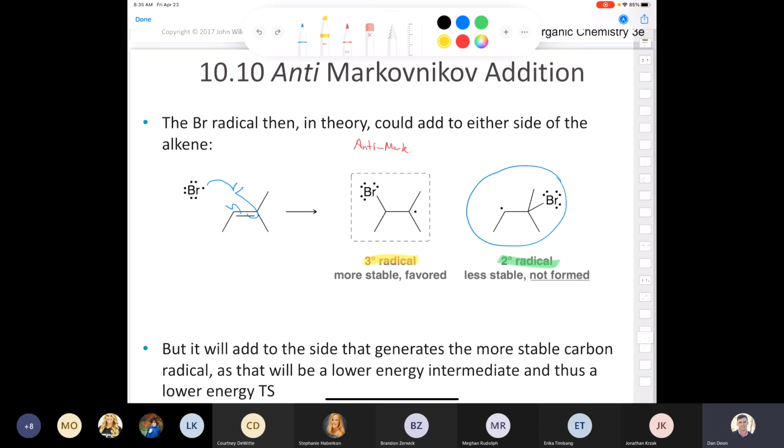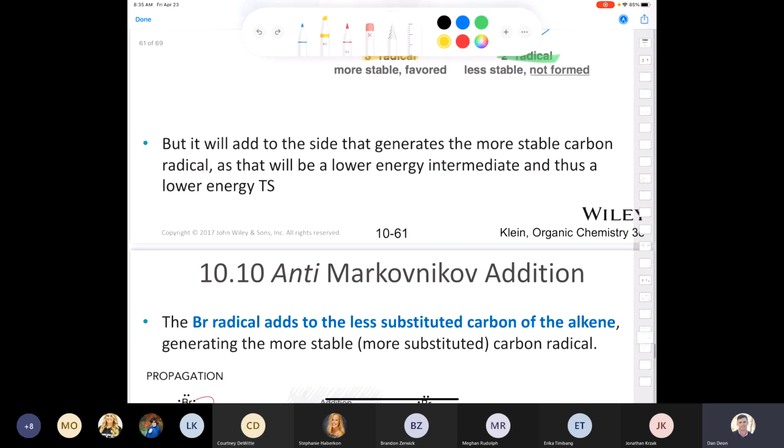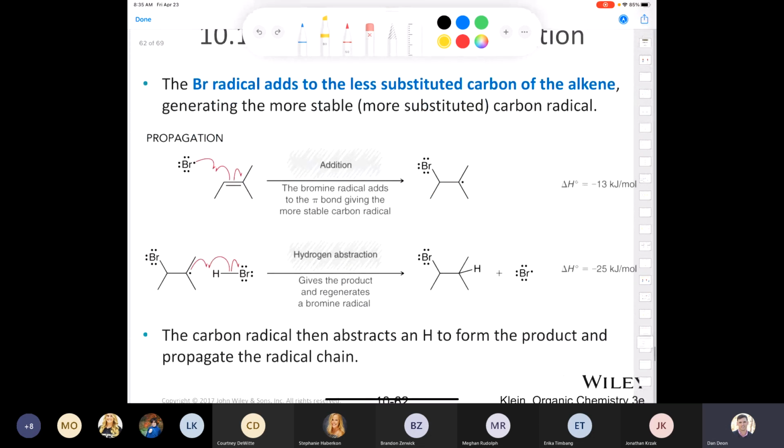Right? If you think about Markovnikov addition, what was the first step in Markovnikov addition? It was the protonation, right? The proton transfer to form the most stable carbocation. So we added the H first, right? Now we're adding the bromine first. All right. Anyhow, so there you go.